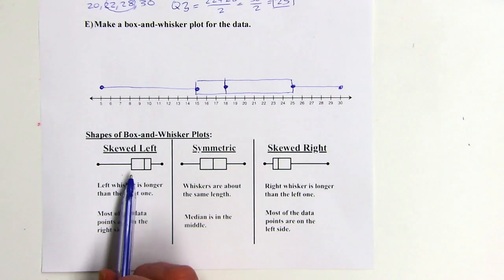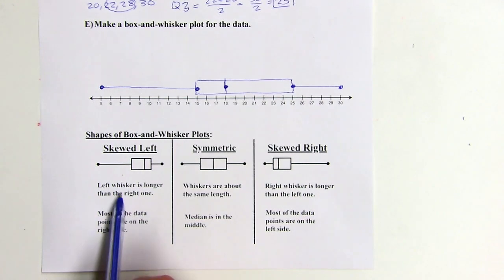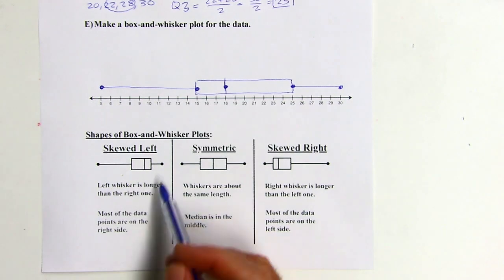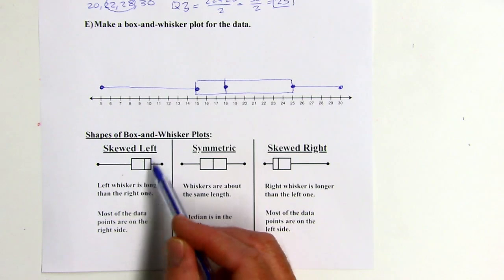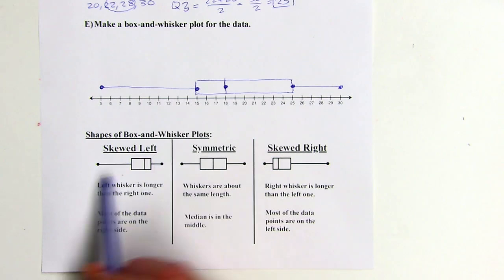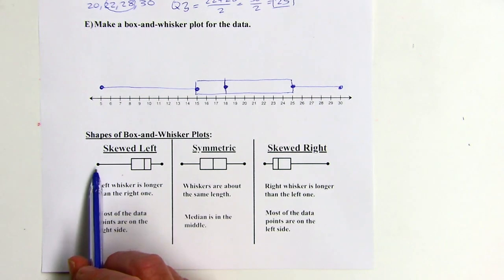Okay, so this one's called skewed left. The left whisker is longer than the right one, clearly, right? And what that means is most of the data points are going to be on the right side. So if it's skewed to the left, maybe if this were a bunch of people taking a test, there's a bunch of good grades and then one person got a really low grade, something like that.